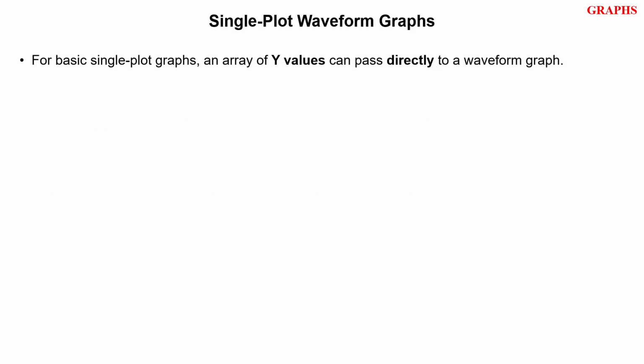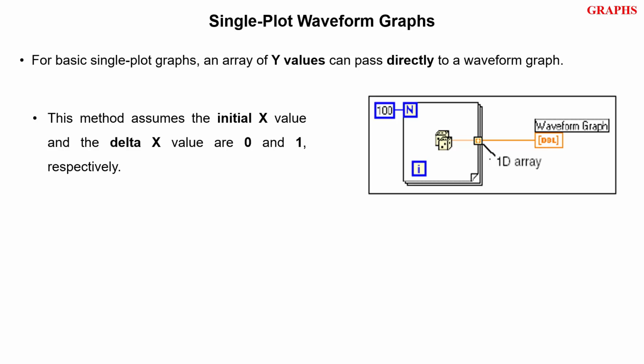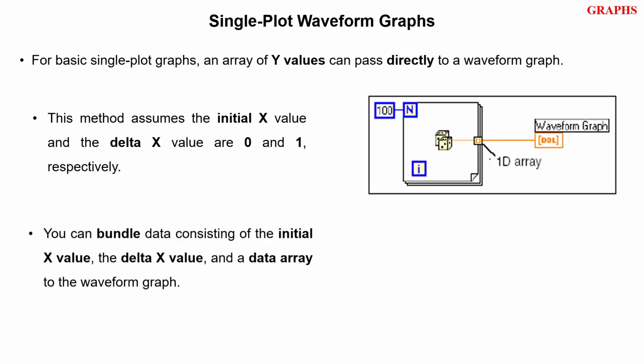Single plot waveform graphs. For basic single plot graphs, an array of Y values can pass directly to the waveform graph. Here, at this point, all 100 values are accumulated and passed directly to the waveform graph. This method assumes the initial x value and the delta x value are 0 and 1 respectively.